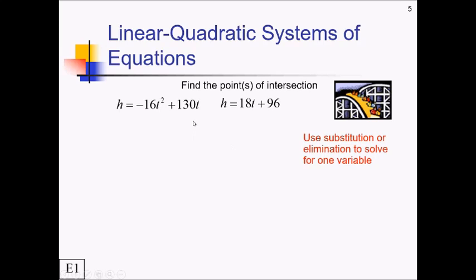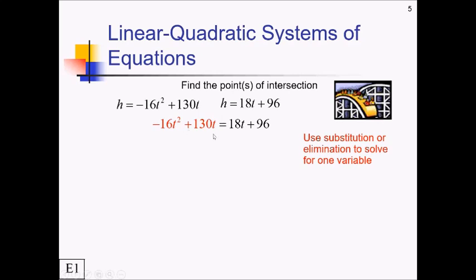In this situation, since these both equal h, we can again just substitute one of these equations for the h in the other equation. So I'm just going to plug negative 16t squared plus 130t in for the h right here. And just like that, I now have a single equation that has only one type of variable in it. So I can go ahead and solve for that variable.